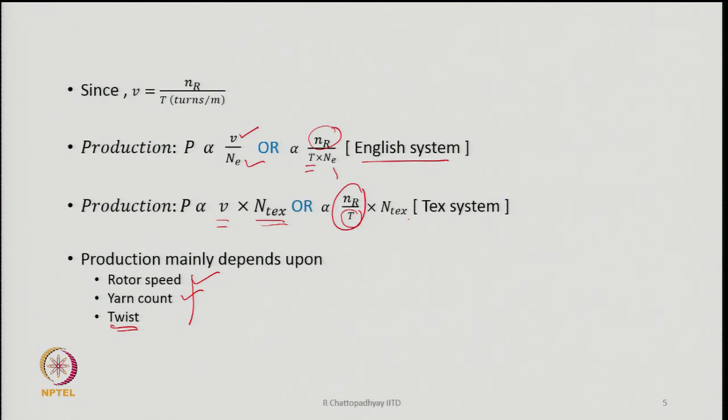The rotor speed generally can be changed to increase production, but there are certain other problems that we face when we try to increase production by increasing rotor speed. What can happen if we try to increase production by raising rotor speed? What could be the negative consequences of this? Yarn breakage, correct. It could be yarn breakage, because the tension is going to increase simultaneously.